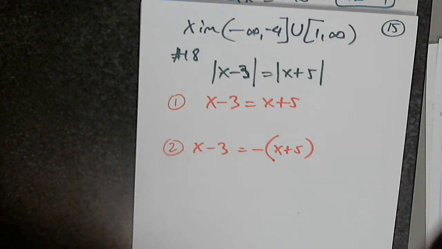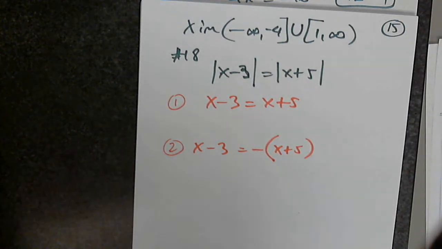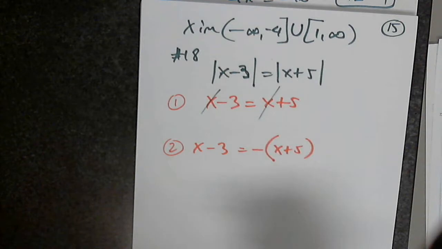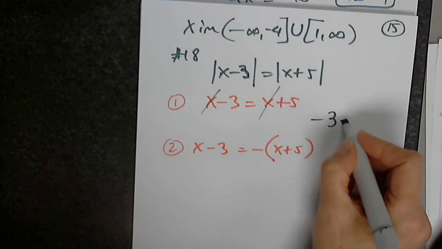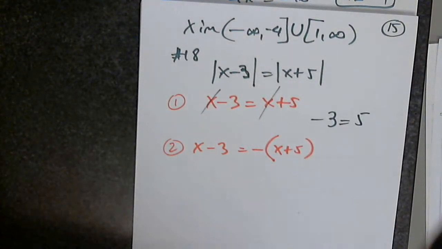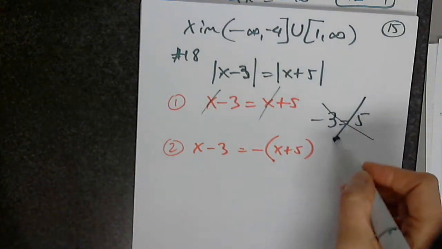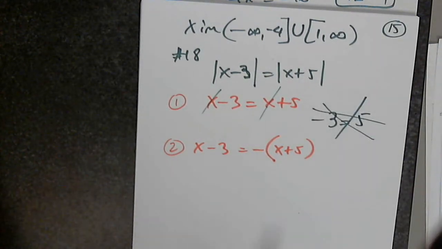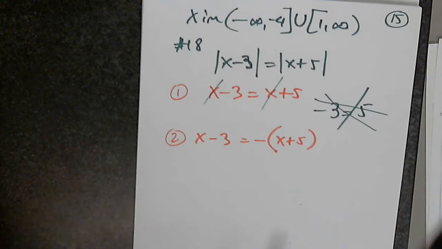What about the solutions for the first one? I subtract x from both sides, and I'm telling you that negative 3 equals 5. Is that acceptable? No. So no solution comes from the first option.